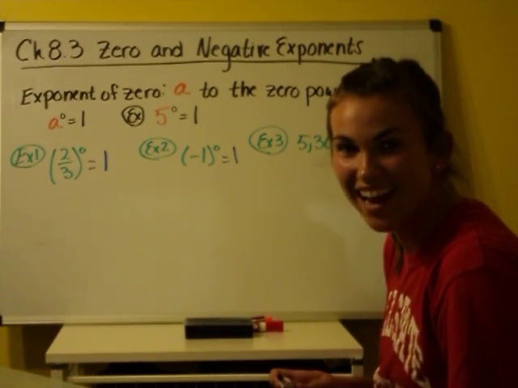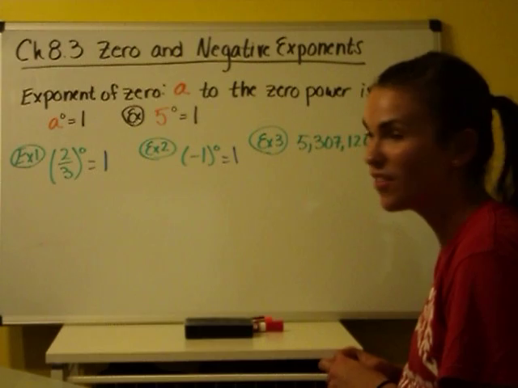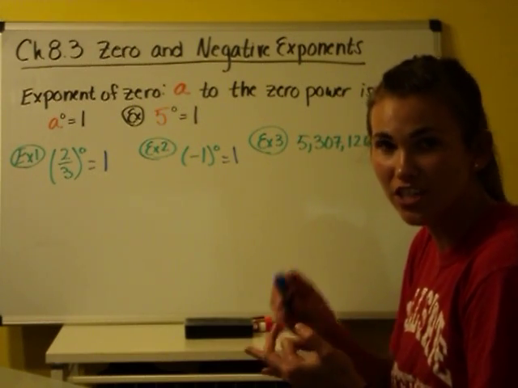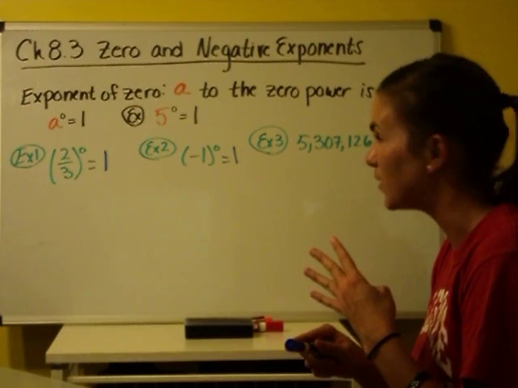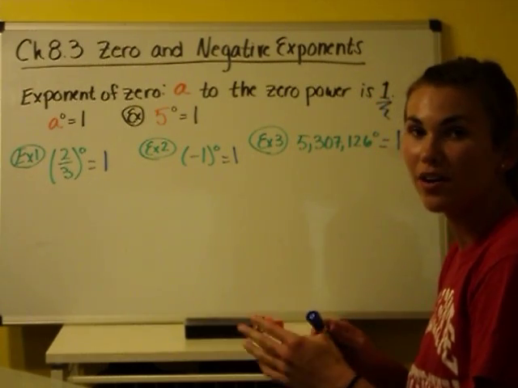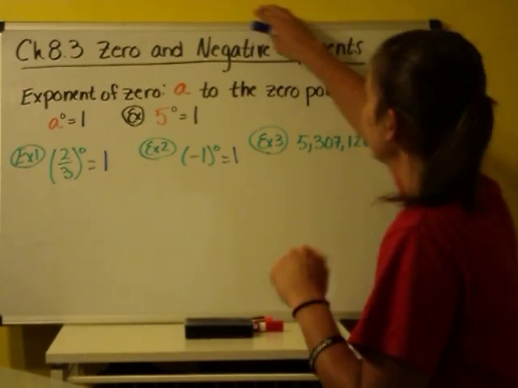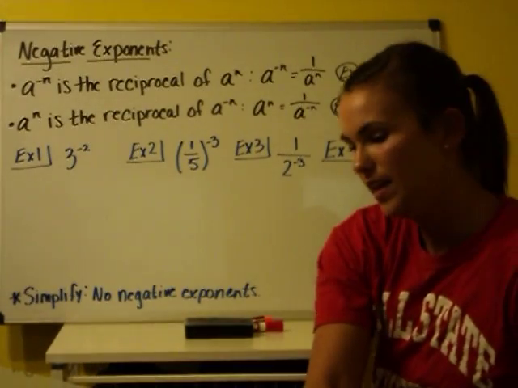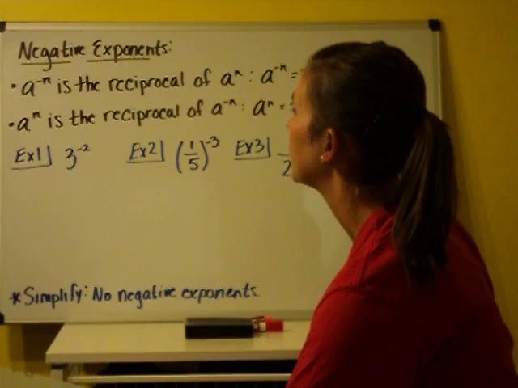Alright, that is our first property for the day. Whenever anything is to the 0 power, negative number, fraction, really big number, really small number, to the 0 power equals 1. Our second property today is with negative exponents.